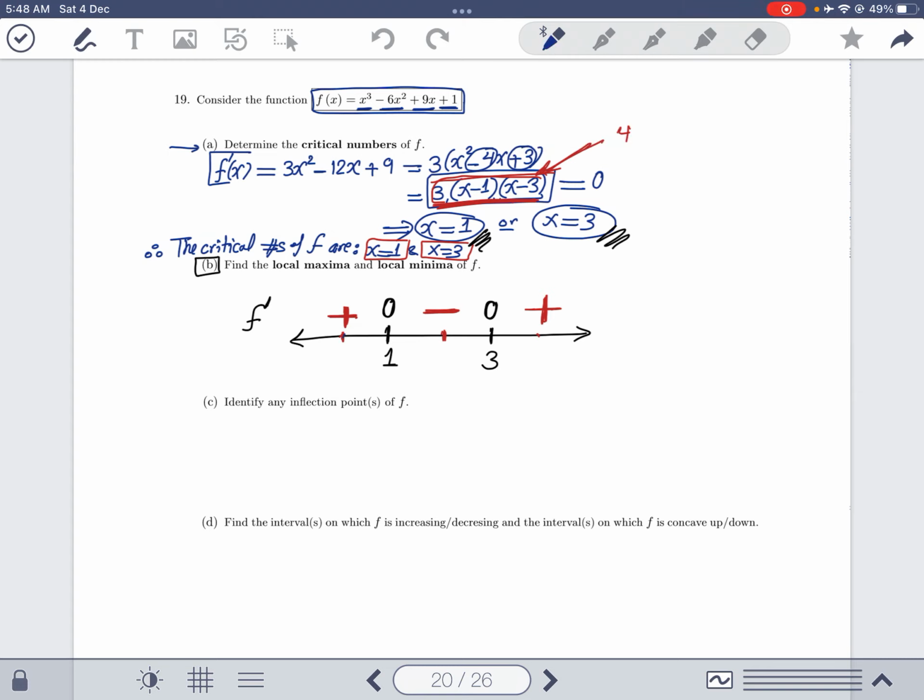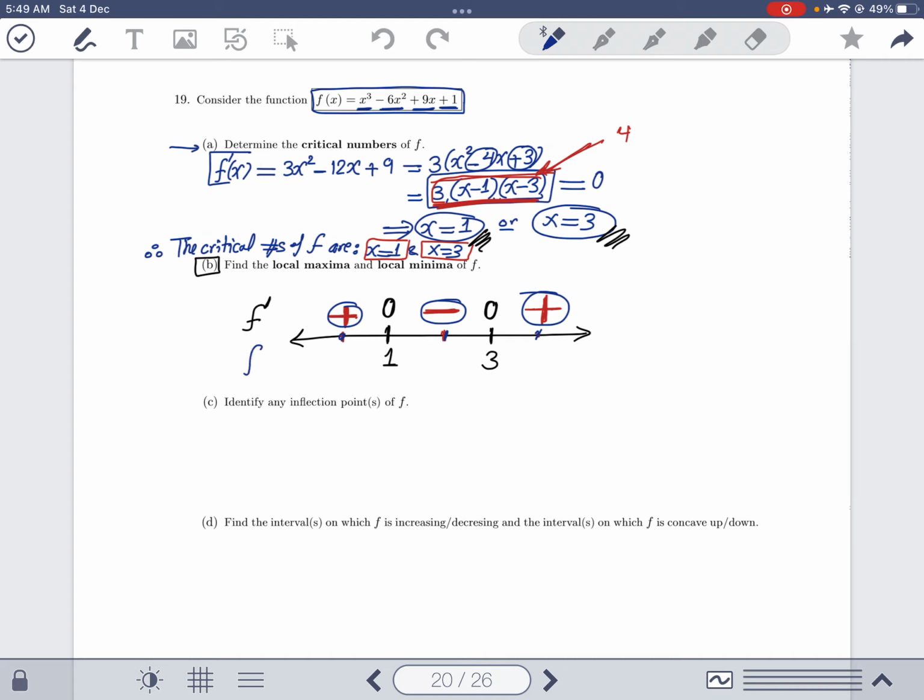And you choose at random any point less than 1, any point between 1 and 3. It doesn't have to be 2, but 2 is the most convenient, the easiest one. And then anything bigger than 3. You can even choose 100 if you want. All of them will give you the same sign at the end. That's what you're interested in. So whatever you get, just record the sign.